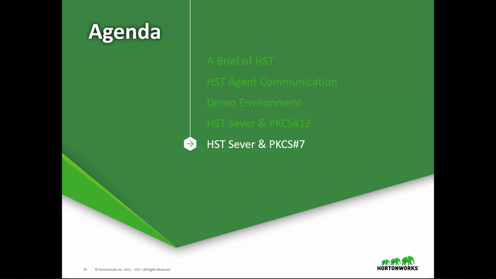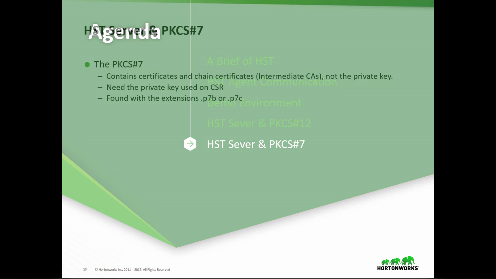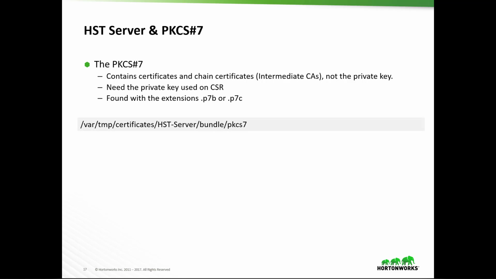Now, for the final part of the video, we are going to configure HST Server using a bundle, in this case PKCS 7. PKCS 7 is one of the most famous and extensively used standards from the series of public key cryptography standards by RSA Security for the exchange of digital certificates in public key cryptography. A P7B file only contains certificates and chain certificates, including the intermediate certificate authority, but not the private key.